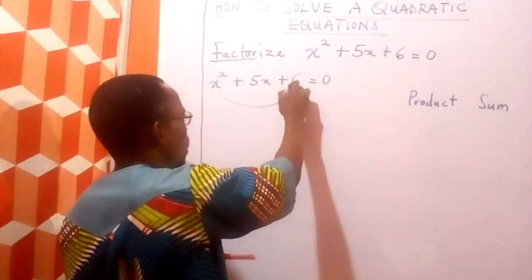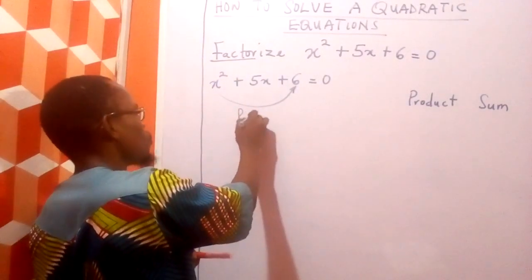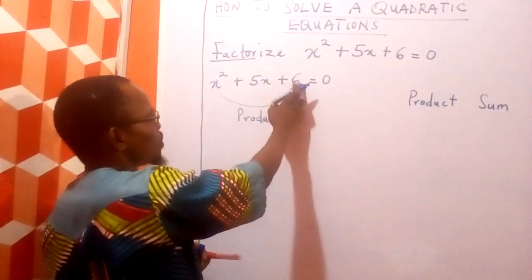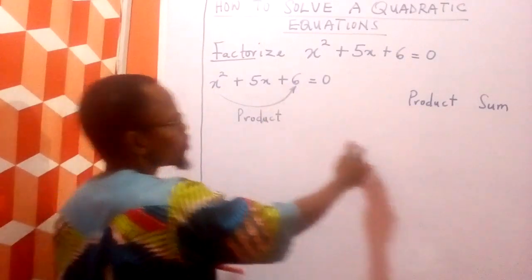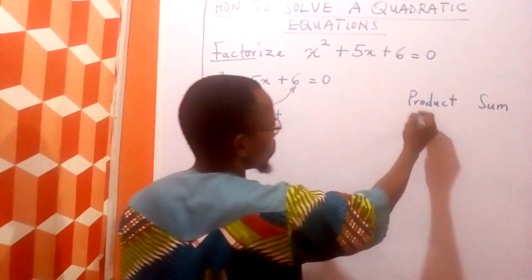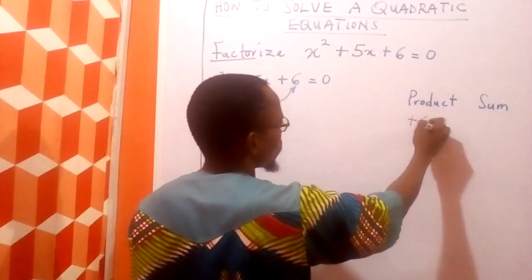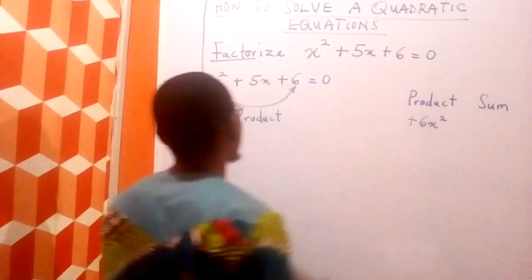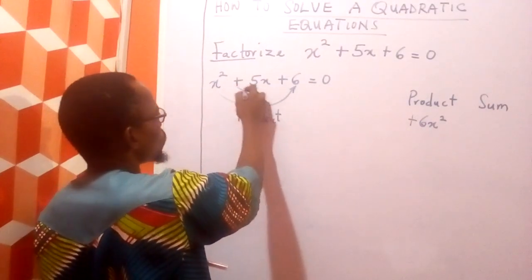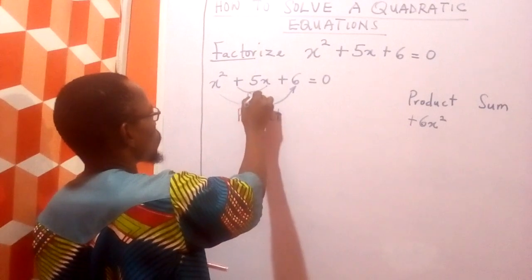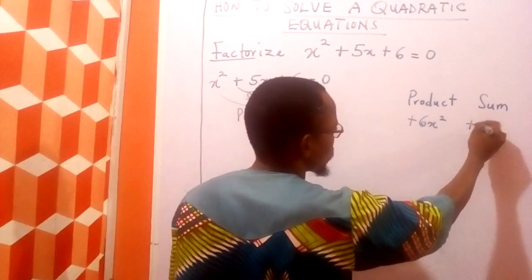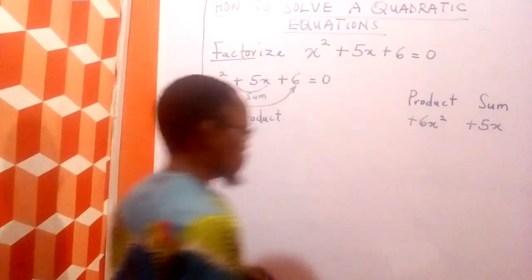To multiply this, that's the product we want to look for. So if you multiply this x squared with this 6, what will you get? And don't forget the arithmetic sign. So for the product, you'll be having 6x squared. Now look at the middle here. The middle will give us our sum, which is going to be plus 5x.